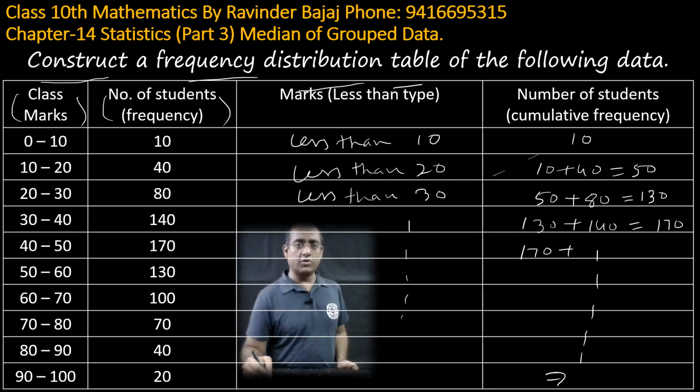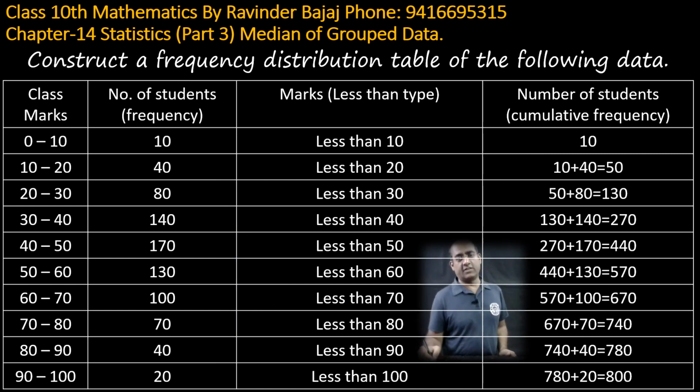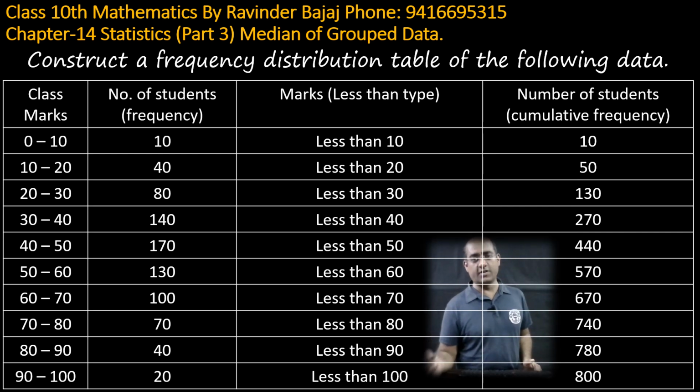Means the total of all these frequencies will come at the last. In this way, let me calculate this for you. This I have calculated for you. Now here, this calculation you may not write. You can do this calculation in rough work and finally write like this. See, in this way you can write.